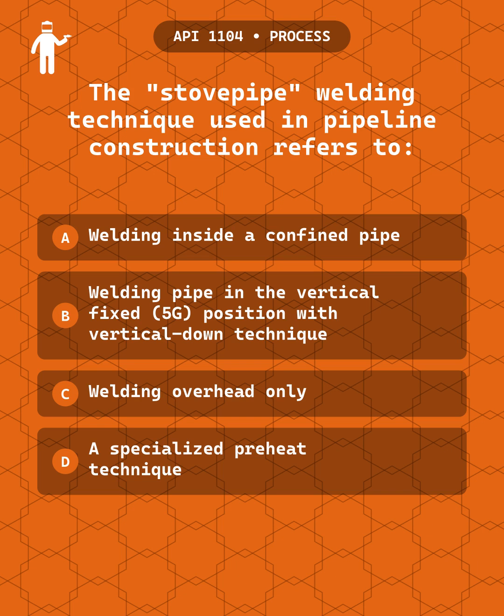Question 1. The stovepipe welding technique used in pipeline construction refers to A. Welding inside a confined pipe, B. Welding pipe in the vertical fixed 5G position with a vertical down technique, C. Welding overhead only, or D. A specialized preheat technique.